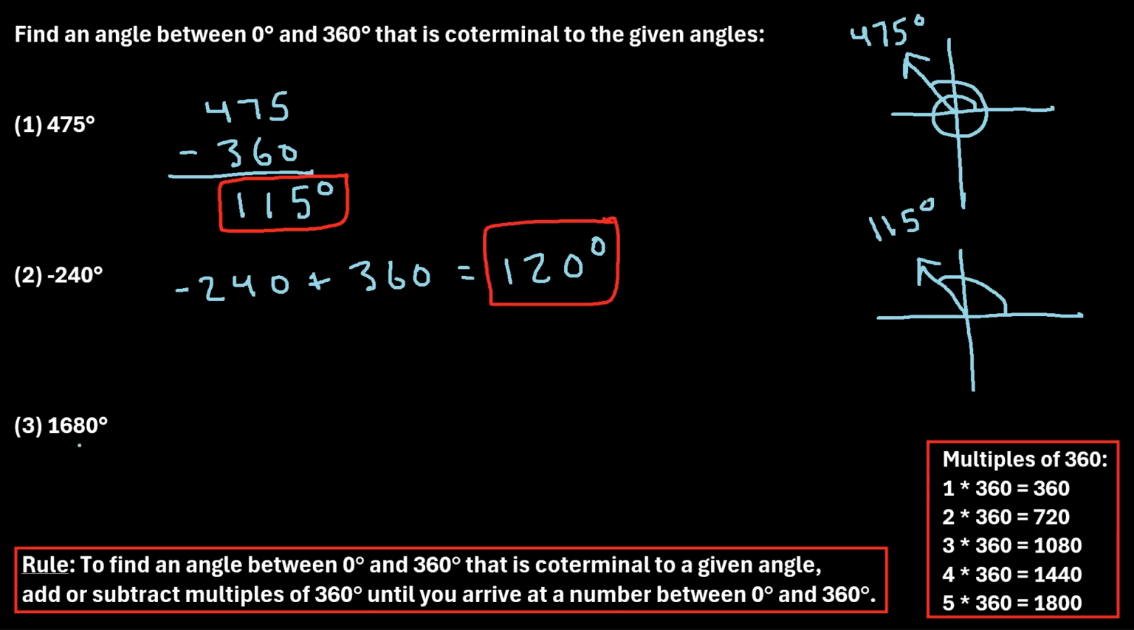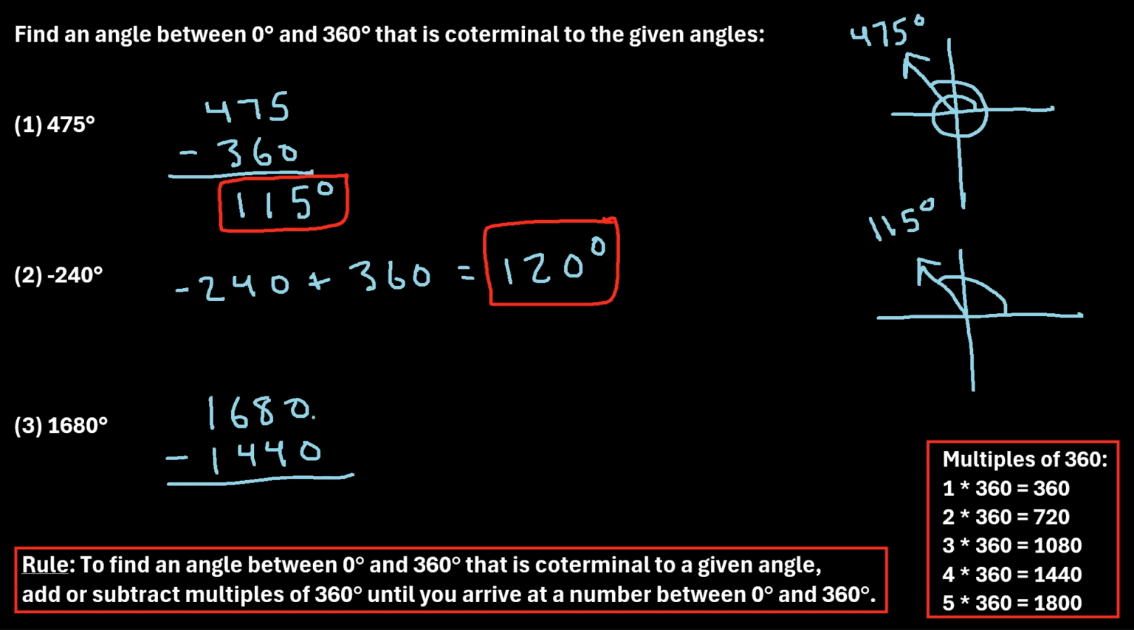All right, let's check out this last example. We want to find an angle between 0 and 360 that is coterminal to 1,680 degrees. So since 1680 is greater than 360, that means we'll have to subtract a certain number of multiples of 360 in order to get into this range of 0 and 360. So if we refer to our multiples over here, we can see that 4 times 360 is 1440. So that's the most 360s that will fit into 1680. So what we can say is 1680 minus 1440.